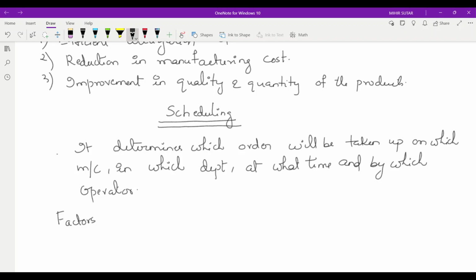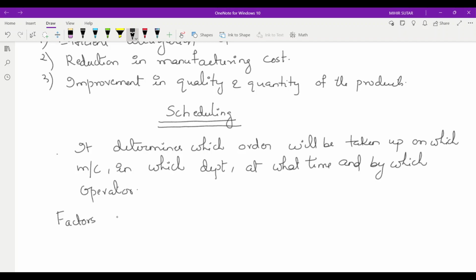So that there is no mismatch, no overlapping. All the work can be performed simultaneously, with proper utilization of men as well as machines. We try to do scheduling in such a way that no machine is kept idle. It is about maximum utilization of machines. I think 100% utilization is not possible, but we can reduce the idle time of machines. That's why scheduling is done.